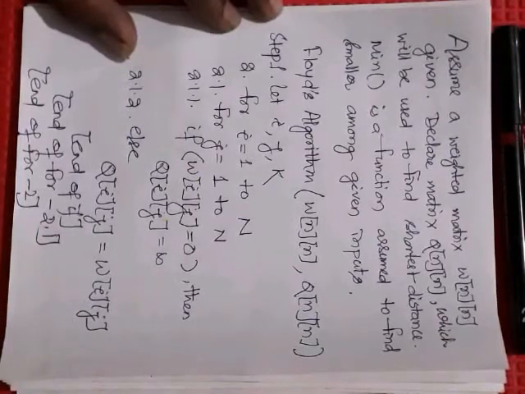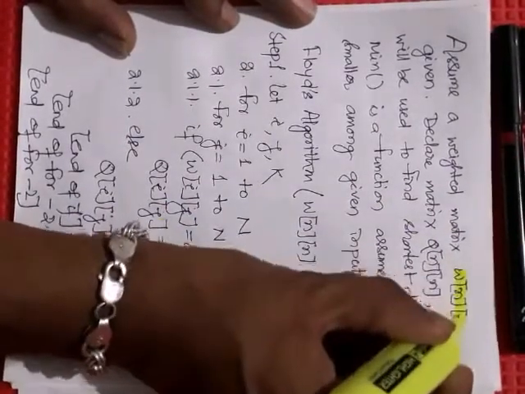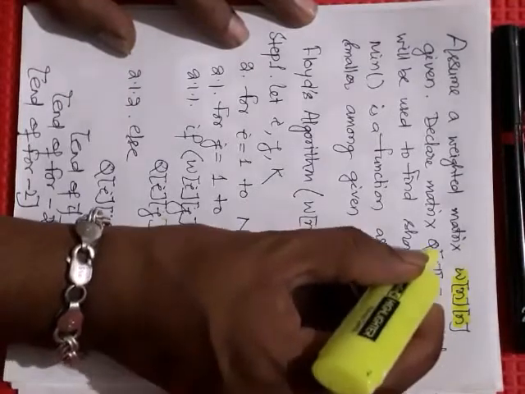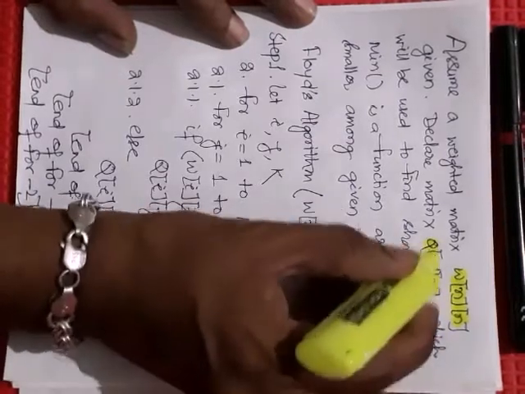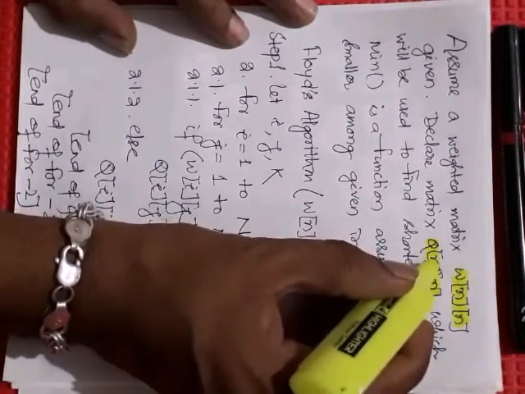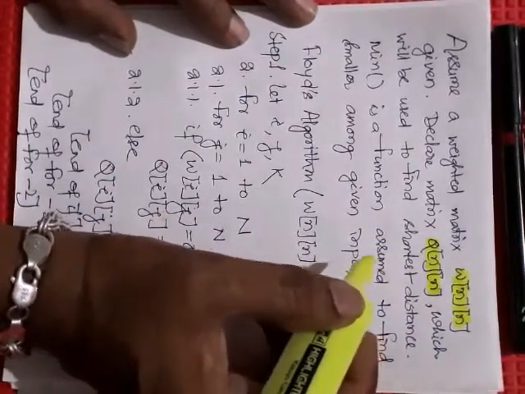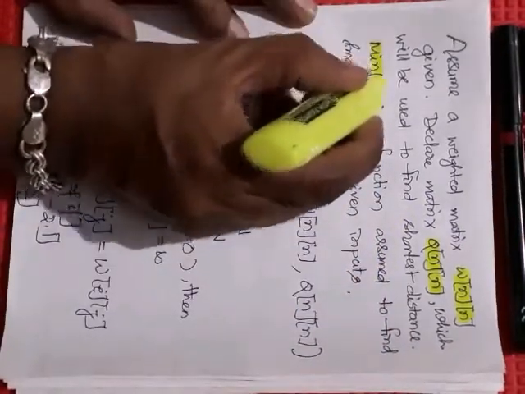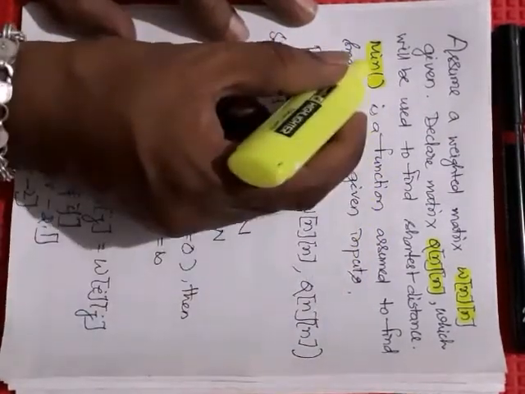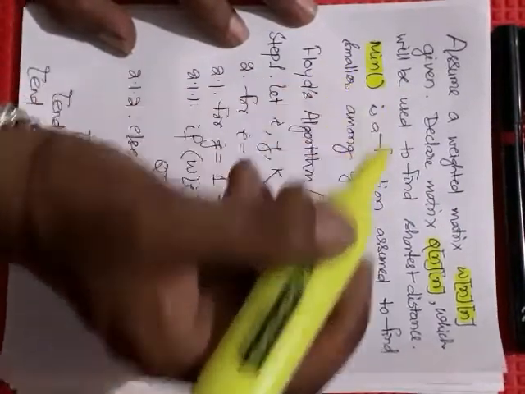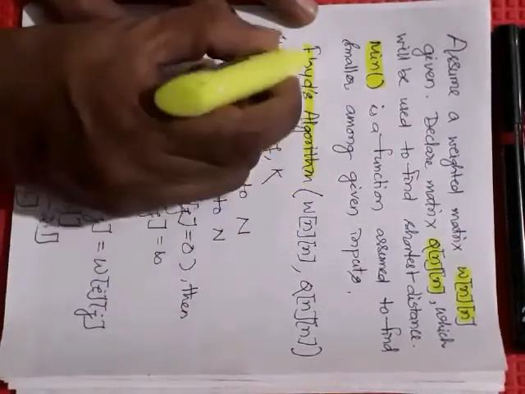Now to start with this algorithm, we need initially a weighted matrix W of n cross n where the weights are given, and we will declare a matrix Q of n cross n size, where n is the number of nodes. The purpose of Q is that it is going to contain the shortest distance between every pair of nodes in future. Now we are taking a min function. The purpose of the min function is that whatever input values are given, it will give the smallest among them.